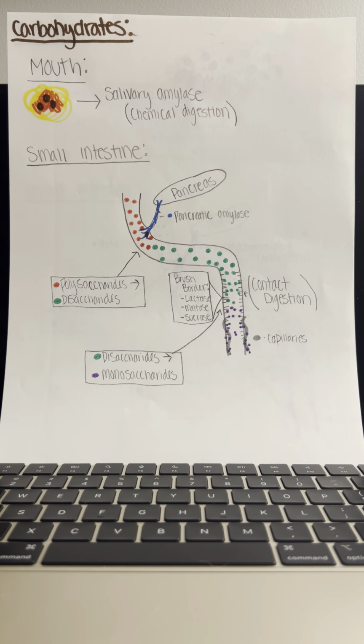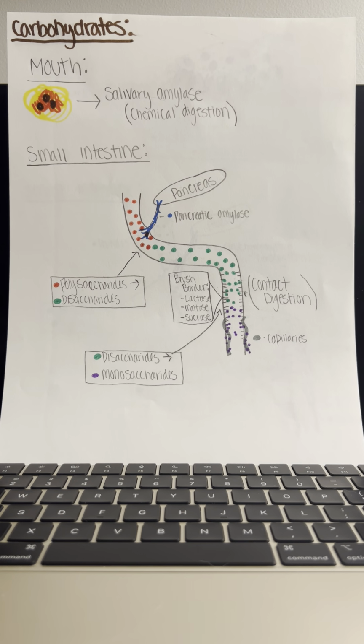Carbohydrates. Polysaccharides such as starches begin digestion in the mouth due to salivary amylase, which is chemical digestion. The starches get broken down into disaccharides. Once in the small intestine, the polysaccharides get broken down into disaccharides because of the pancreatic amylase that gets transported from the pancreas into the small intestine.